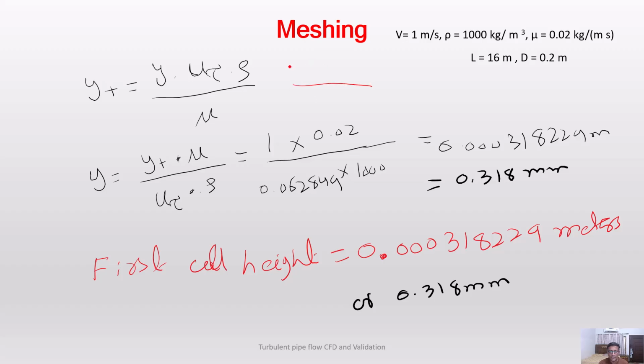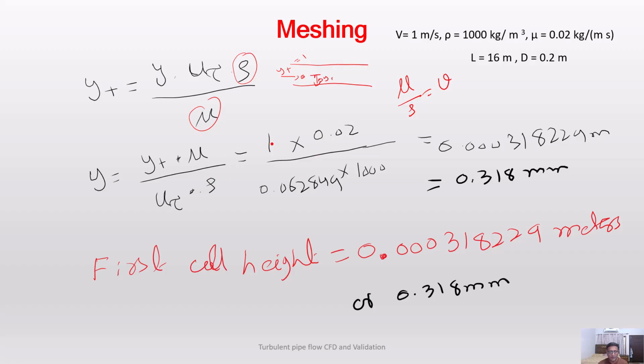So that is the first cell height, which is the y here. It should be written like delta y first, and the y plus value that you will see after putting this first cell height will be 1 on the first cell. Okay, so I use the formula y plus is equal to y times friction velocity times density divided by viscosity. And viscosity upon density is the kinematic viscosity, nu. So you can also write the formula as y times friction velocity divided by nu. Either way it will work.